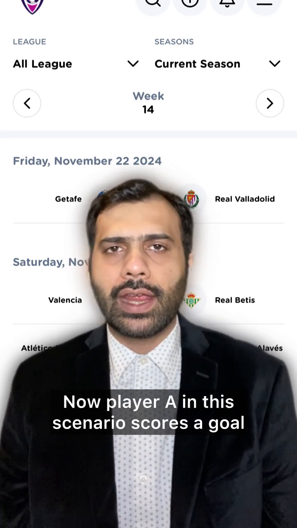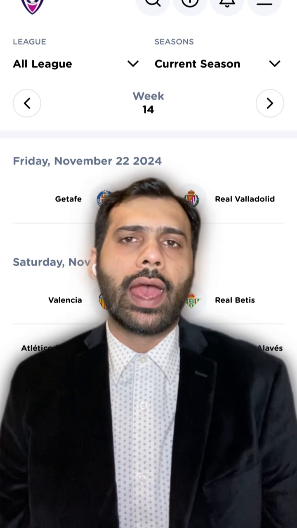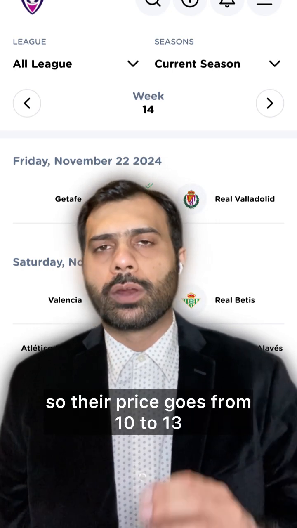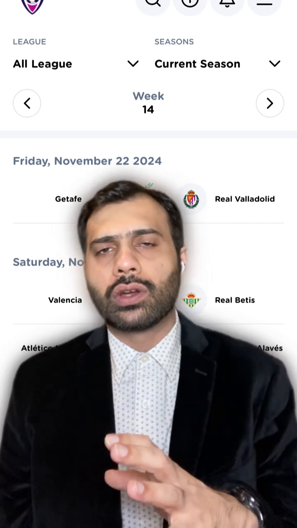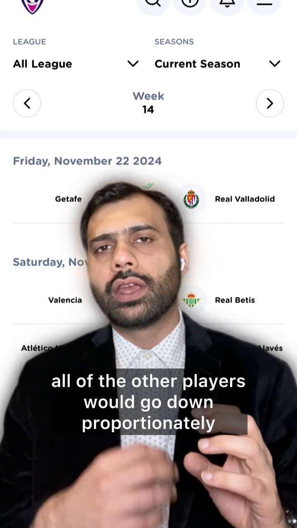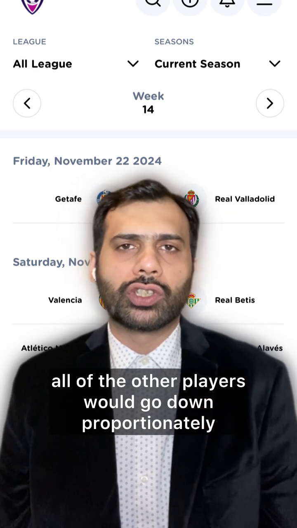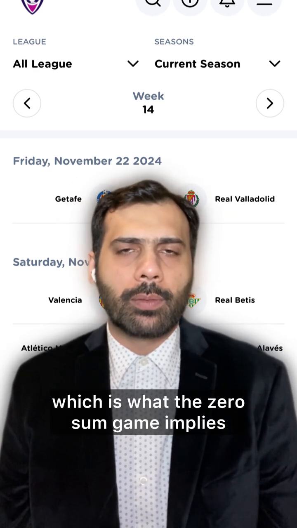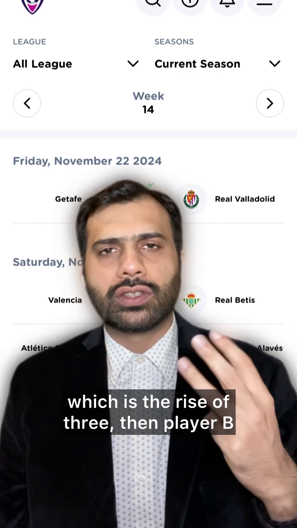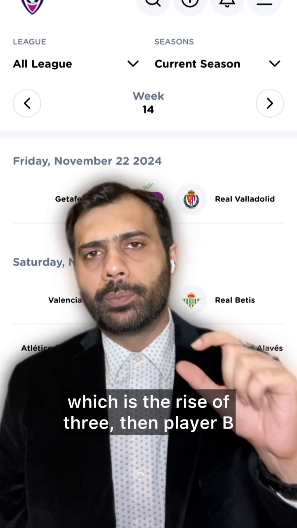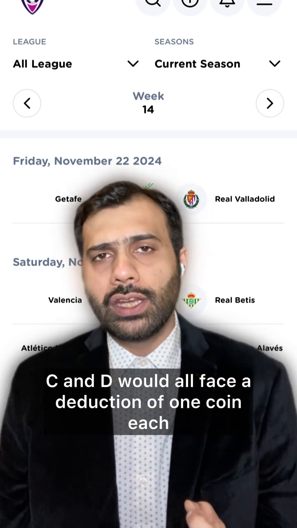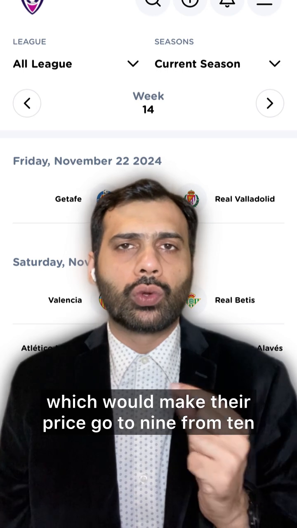Now, player A in this scenario scores a goal and we award the player with 3 coins. So their price goes from 10 to 13. If a player goes up by a certain amount, all of the other players would go down proportionately, which is what the zero-sum game implies. So in this example, if player A went to 13, which is the rise of 3, then player B, C, and D would all face a deduction of 1 coin each, which would make their price go to 9 from 10.